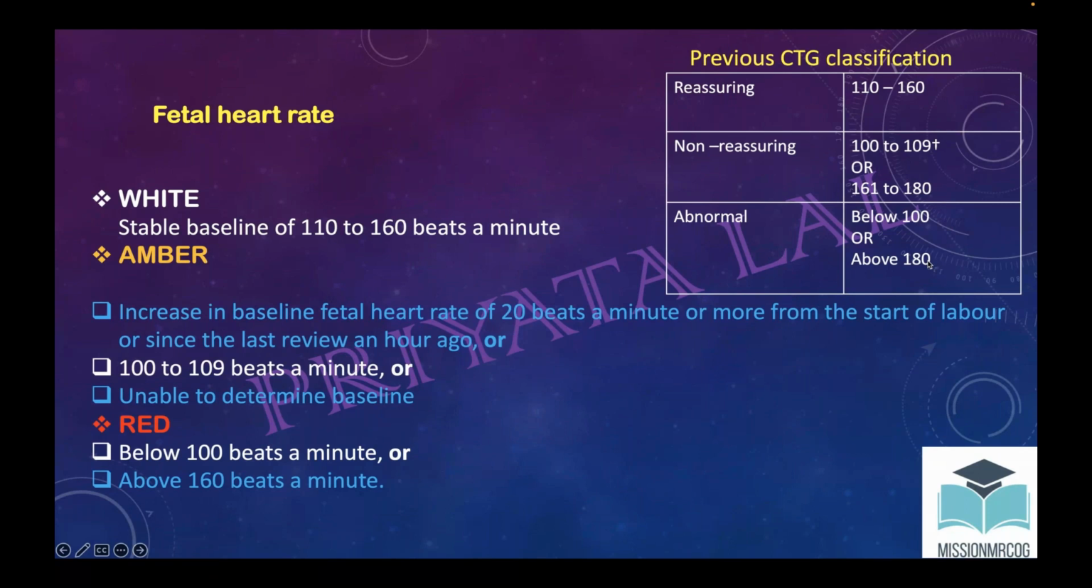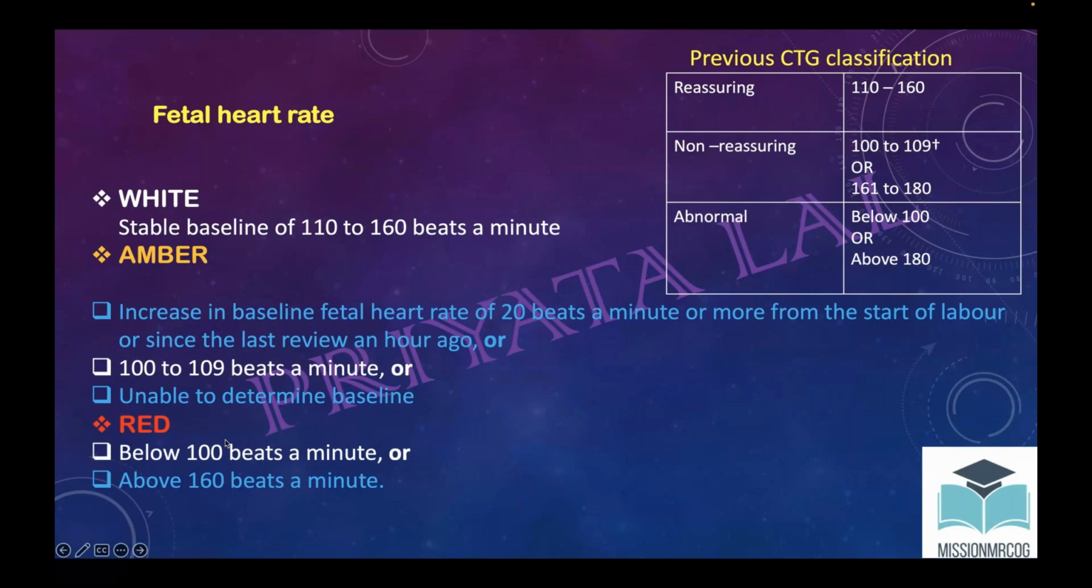Because there's a little confusion in the amber. Suppose we are taking normal as 110 to 160, and amber we are saying that it is 20 beats above the start. And if the baseline at the start of labor was 160, then when it goes to 180, will it be amber or will it be red? No, no, it will be red only. More than 160 will be red. Okay, ma'am. I find this new classification is better than the previous one. The previous one is confusing. This is a good classification. To me, it appears like that.